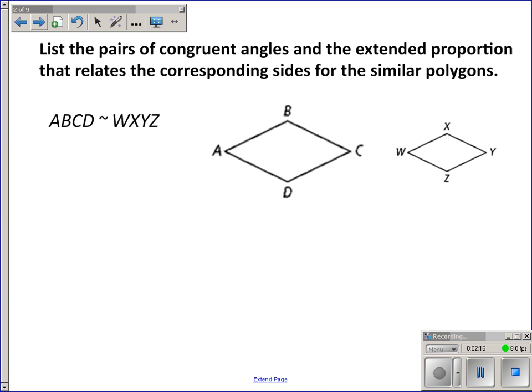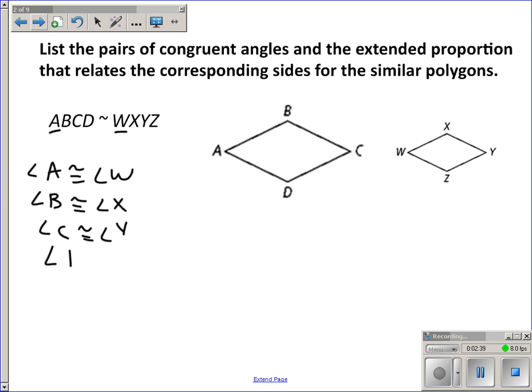So you can look at either this similarity statement or the picture. I tend to look at the statement because I think it's faster and easier, but you can look at the picture if that helps you. Angle A is congruent to angle W. Angle B is congruent to angle X. I'm looking just in the order. Angle C is congruent to angle Y, and angle D is congruent to angle Z.